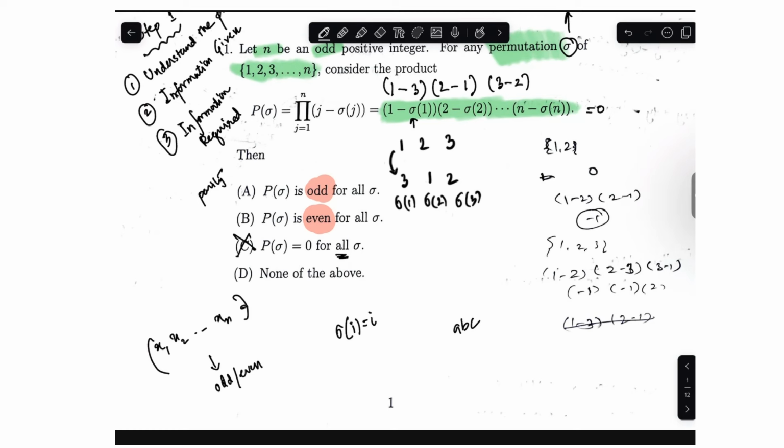What is the next natural question? What is the next natural question to investigate? What do you want to investigate? So from a product, if you want to know whether a product is divisible by two, or odd or even, you want to know whether individual factors of them are odd or even, right?